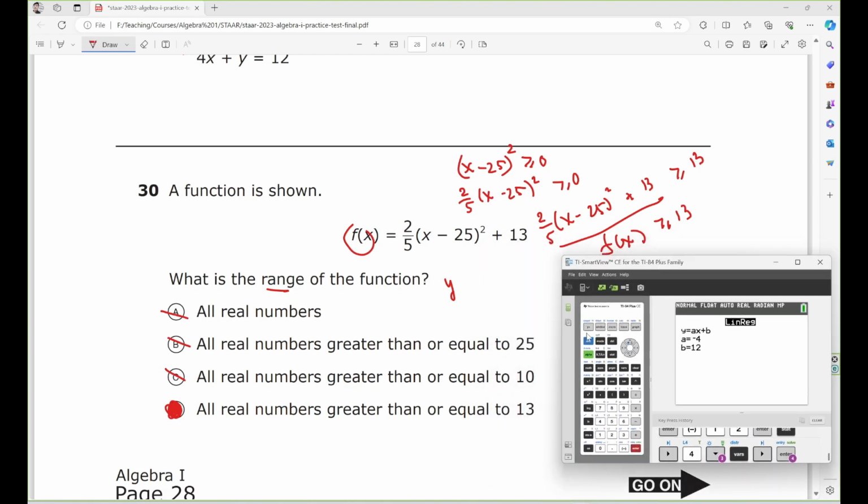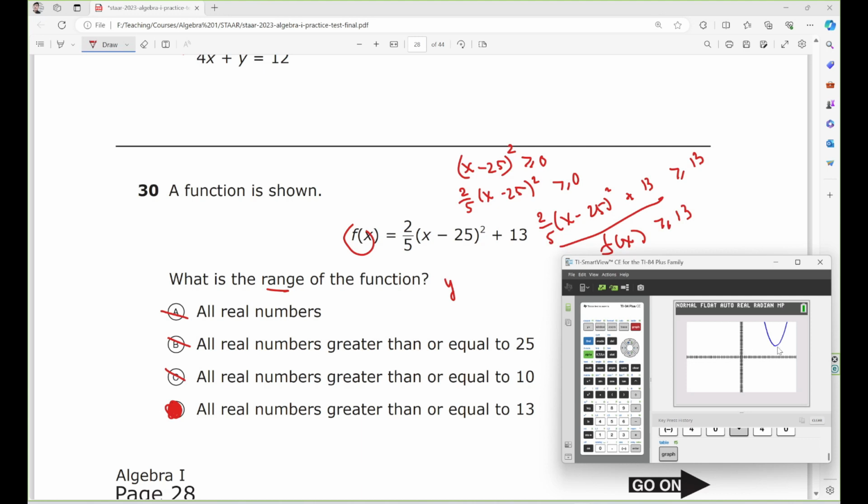Now the second way, I use the calculator. Look at this one. I hit Y equals. Now I need to clear this one. So y equals 2/5 times parenthesis x minus 25 squared plus 13. And I just hit graph. Okay, I need to adjust the window. 40. Oh, it's right here.